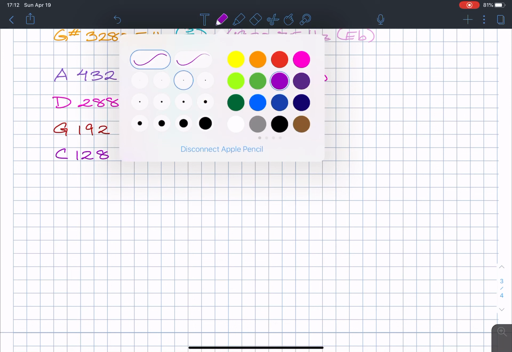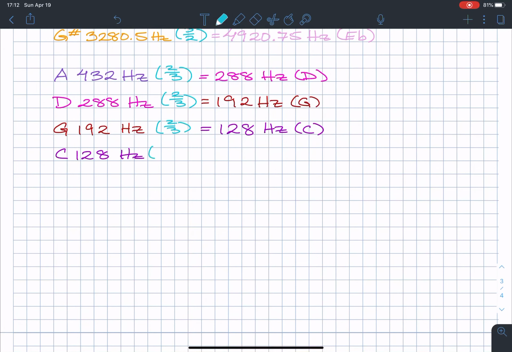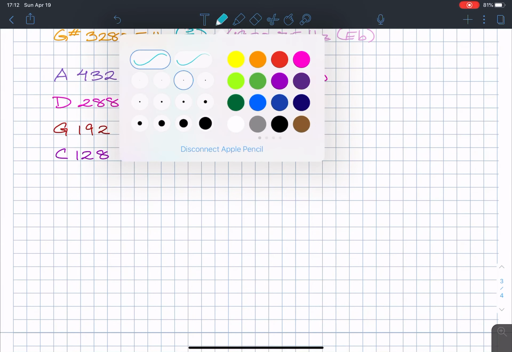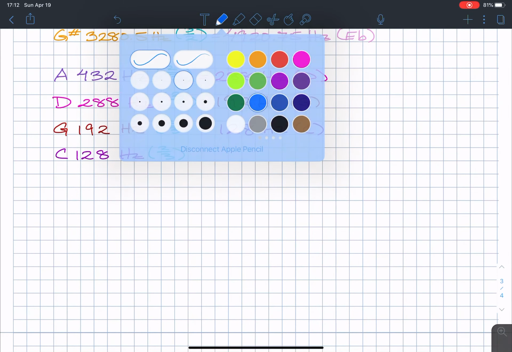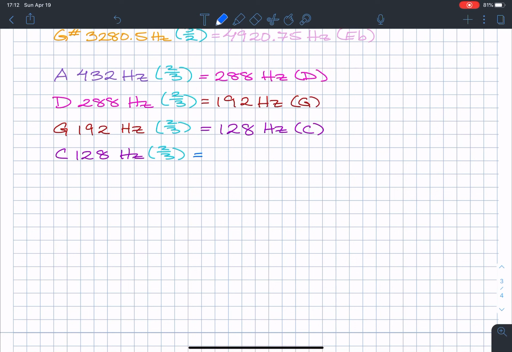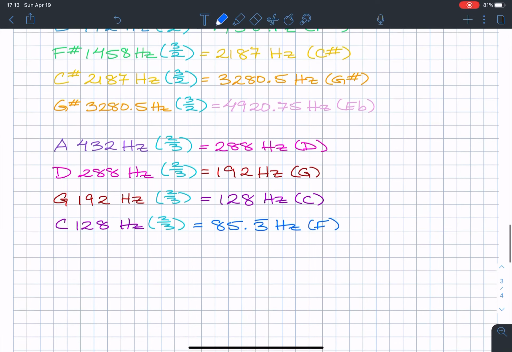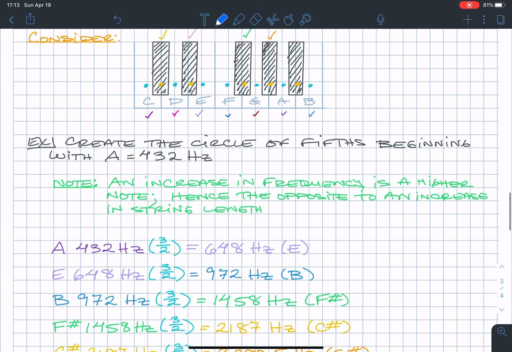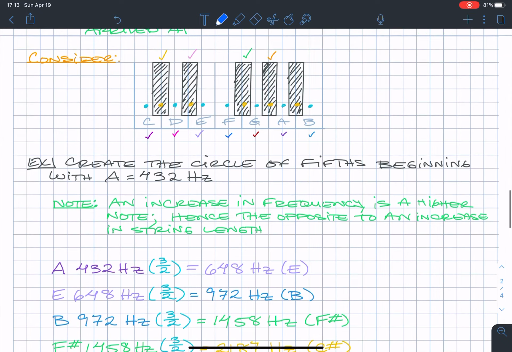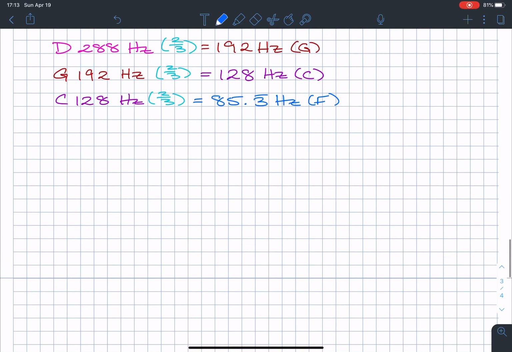And I want to go down a fifth, so 2/3. So what do I get? What I get then is 85.333 hertz, which is an F. There's my F. Got that. Looks like the next one should be B flat, and then I'll be done. Okay, so I've got my F at 85.3 repeating hertz.